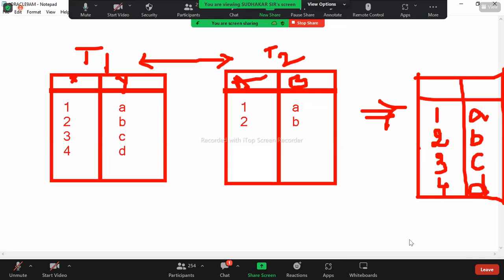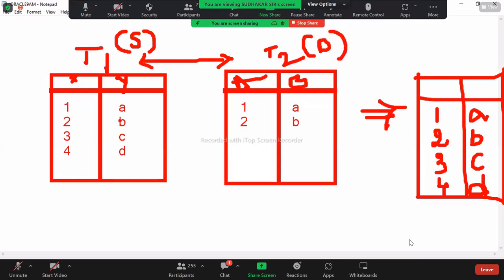This is after merging. But here, who wants to merge with whom? Which table has the unmatching rows? This is called the source table. And the one into which you need to merge, what I'm merging into here, T2, this is called the destination table.